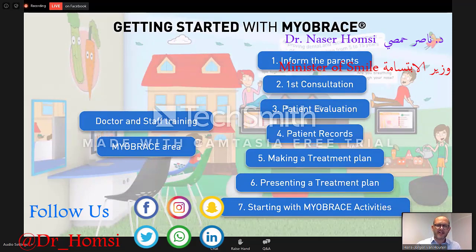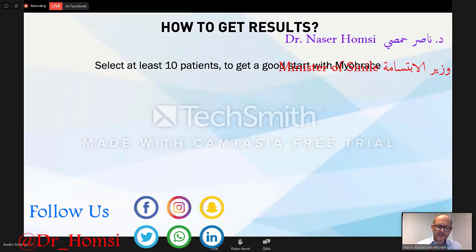So the question is how to get the results. First of all, start with 10 patients. Don't start with your own children. Don't start with people too close to you. Try to create a distance and spread across about 10 patients. You probably already have patients in mind at this moment, because it can happen that if you start with one, it's difficult. It's not working. Maybe the patient is difficult. It's all possible. But if you spread it over 10 patients, then you have a better result when you start.